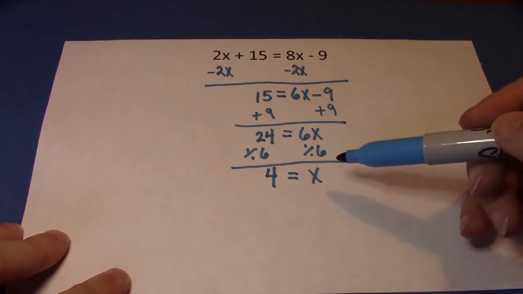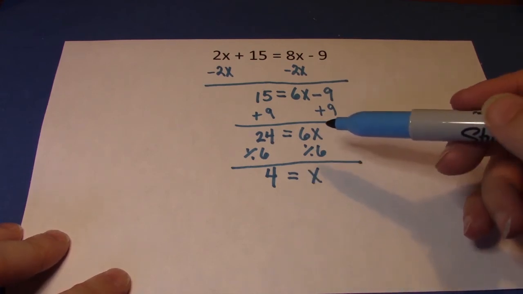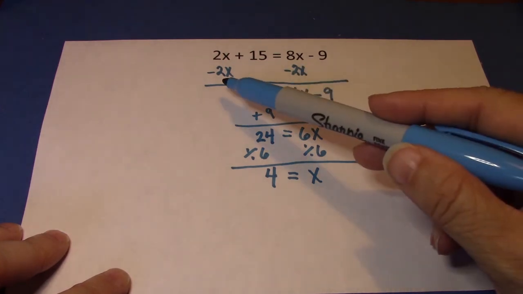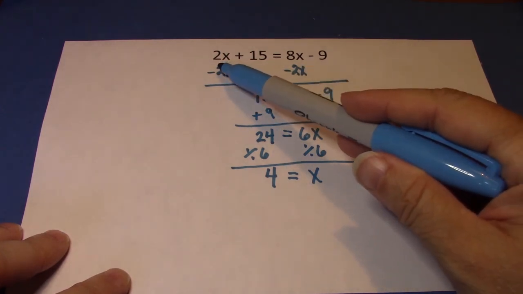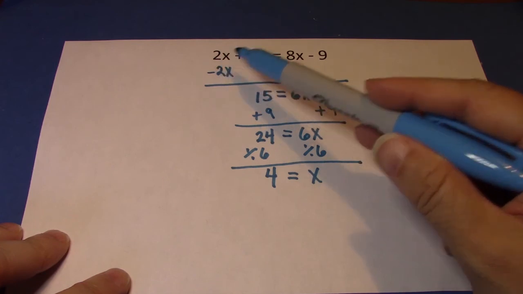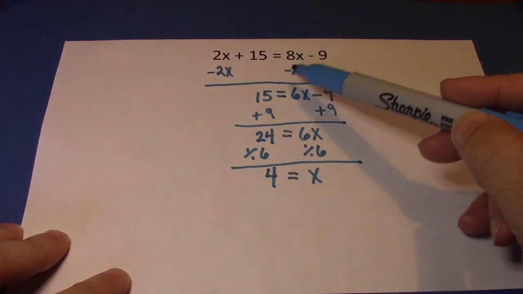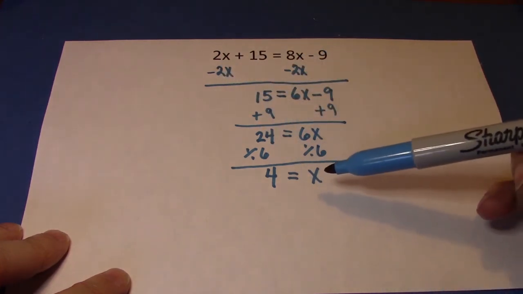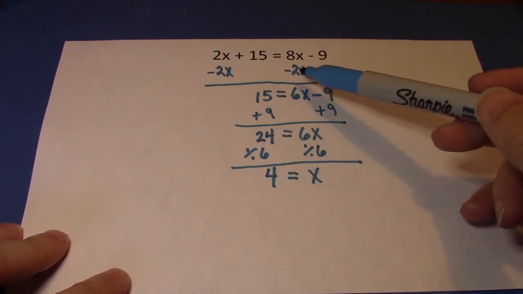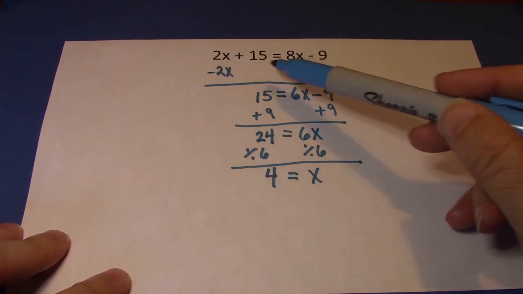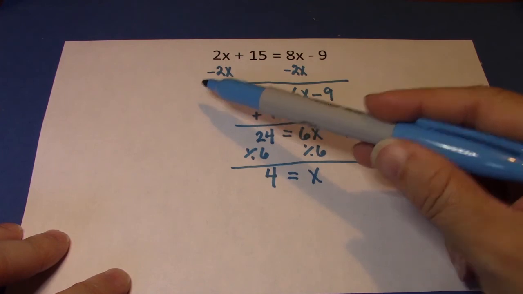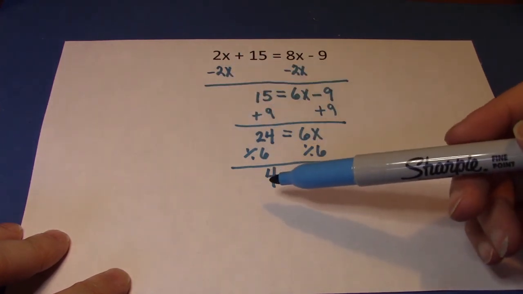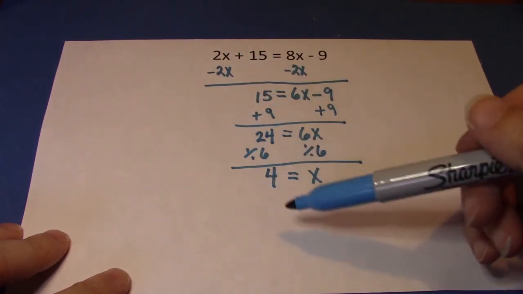And also, another thing to notice here is that when we combine like terms, we subtracted the one with the smaller coefficient. We subtracted the 2x instead of subtracting the 8x. I could have absolutely done it the other way. It would have meant that I would have had a negative 6x on this side, and I would have had to deal with some negative numbers. Absolutely nothing wrong with it, though.